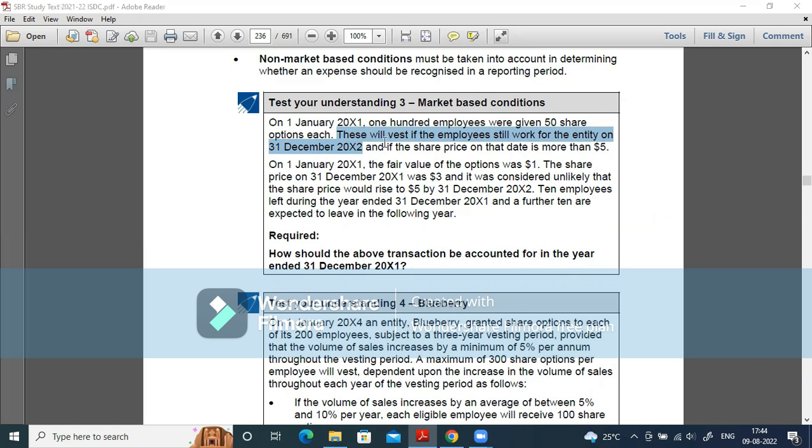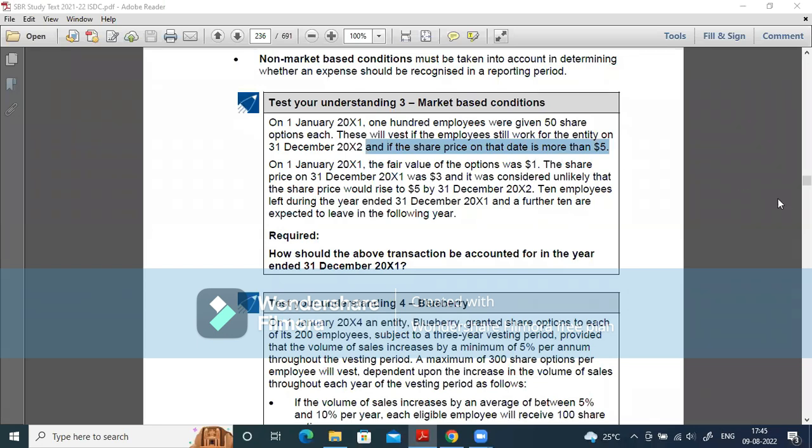They also gave, and if the share price on the date is more than 5. So two conditions are there. One is a service-based condition, that is, up to 31st December the employee needs to work, and the next one is that these shares will vest if the share price on the date is more than $5. It is a market-based performance condition. Now, what IFRS 2 says is, whenever a market-based condition is given in the question, no need to show its effect, no need to consider this.